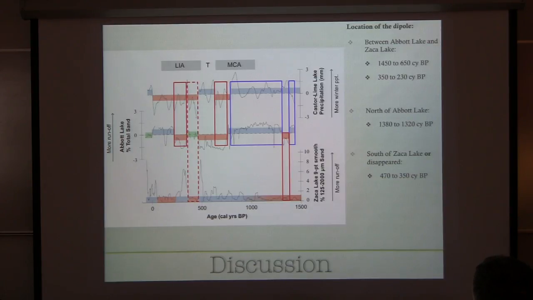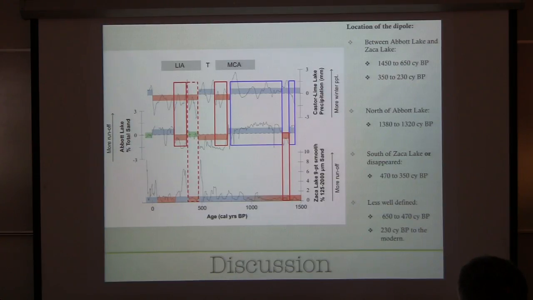And this suggests either 2 things. 1, the dipole shifted all the way south of Zaca, so that we had phasing between all of them, or 2, that the dipole altogether disappeared. And although it seems kind of crazy, there are times, if you look at past pluvials and droughts, where the entire western United States is arid, specifically the Dust Bowl drought in the 1930s. So it's not unreasonable to suggest that maybe the dipole disappeared at other times in the past as well.